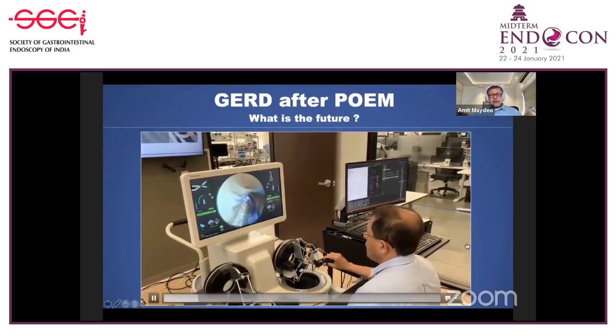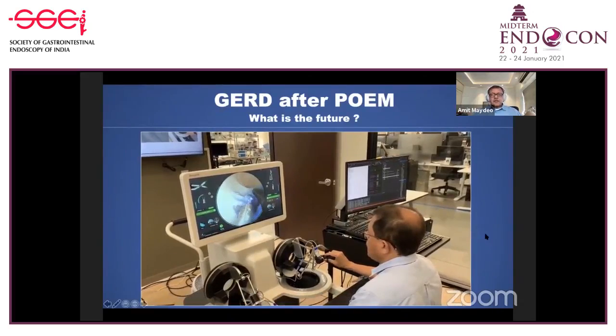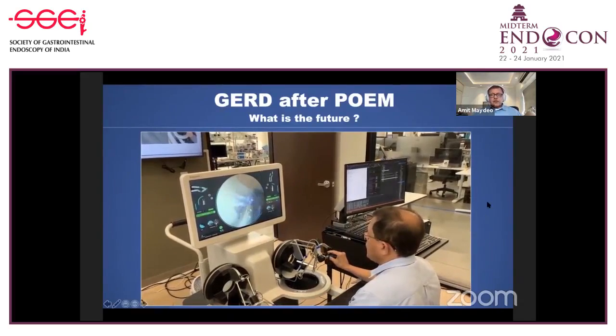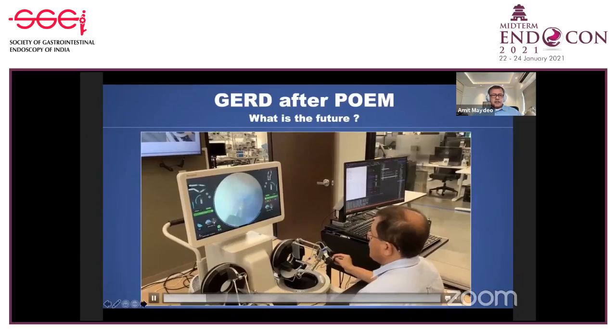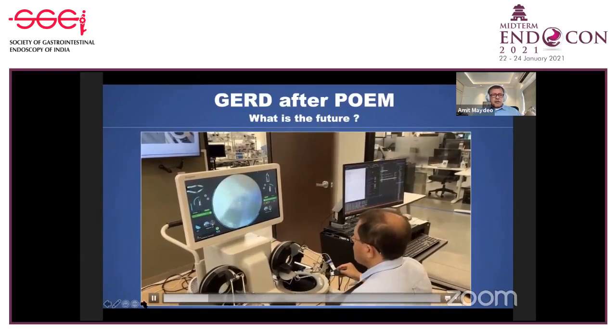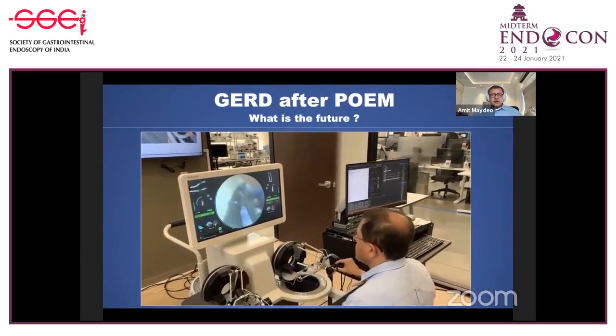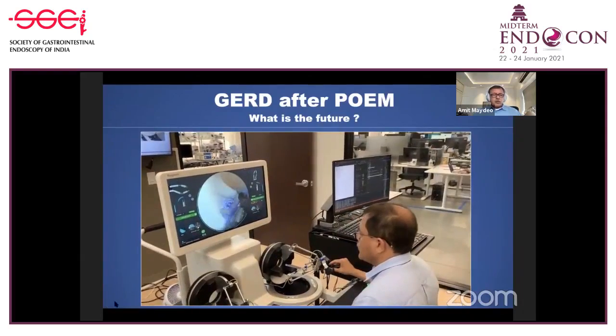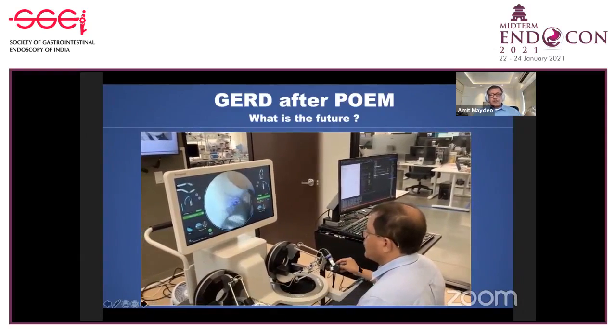So this is my take on it, that POEM with fundoplication probably is not going to be the future as a blanket procedure for each and every patient. However, we can do a selective endoscopic full thickness plication only in those patients who develop GERD after the POEM.